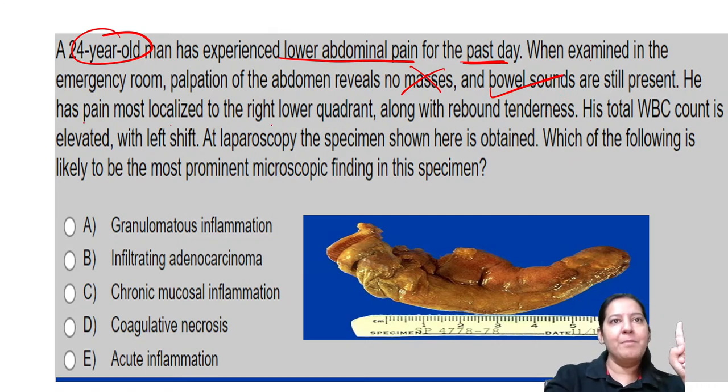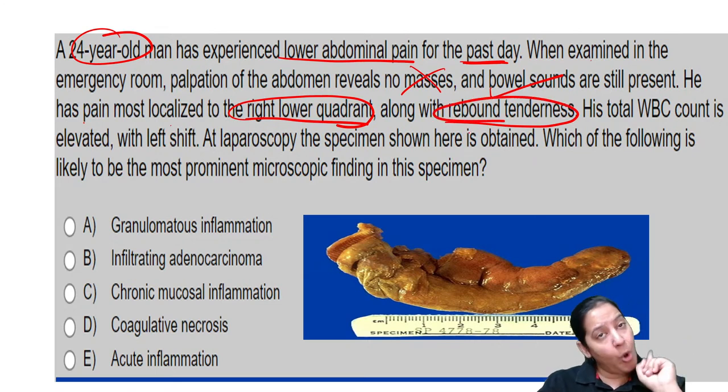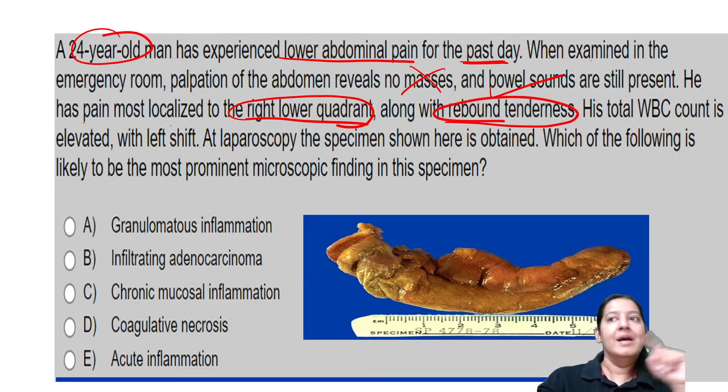He is having pain more localized in the right lower quadrant, the same quadrant, along with rebound tenderness. Rebound tenderness always happens in acute appendicitis, right? His total WBC count is elevated. You have performed a CBC. The CBC shows an elevated WBC count with left shift. You have immediately performed a surgery. You are a surgeon and you have performed the surgery.